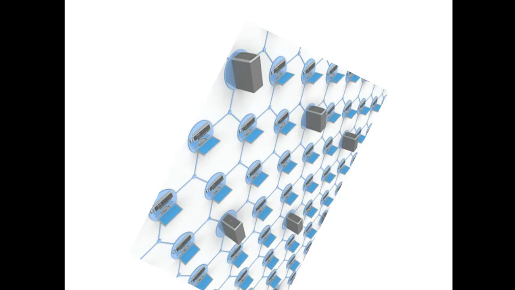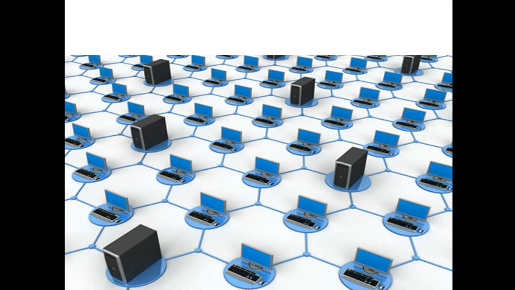Now you will be able to understand what is internet. When millions of computers, or we can say a large number of computers around the world or globe, are connected to each other to share information, that is known as internet. And we have discussed what is the information that is to be shared.